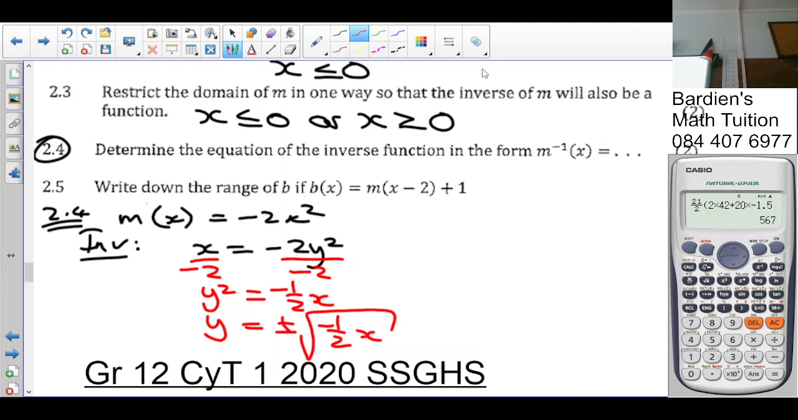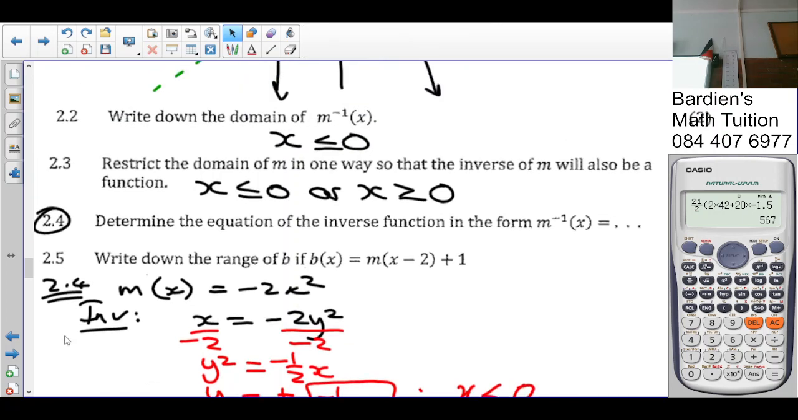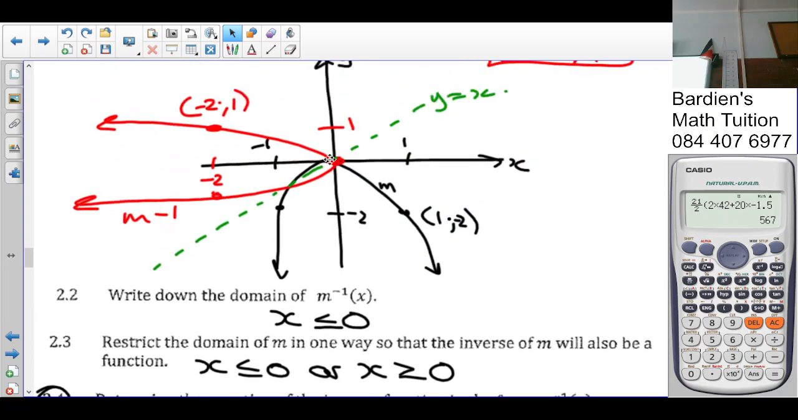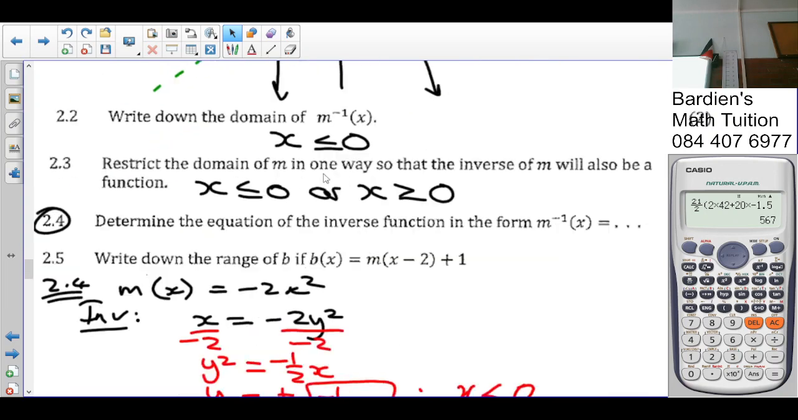But I'm sure some of you are saying now, you can't take a square root of a negative number. You're absolutely correct. But when will this be positive? If x is negative. So there's a condition here that x has to be less than or equal to 0. And as you can see, the graph here is where x is only less than 0. Can you see that?